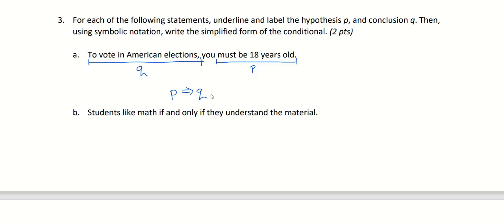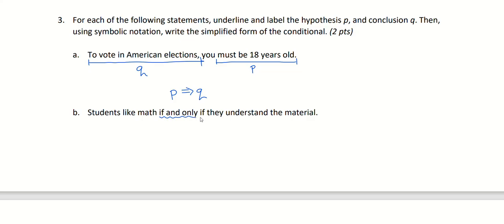Could we have gone the other way? If you voted in an American election, then you were 18 years old. That would also work, right? So in this one, it turns out it doesn't really matter what you pick for P and Q. Either would work. This question, pretty easy.